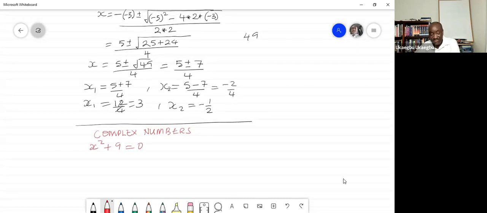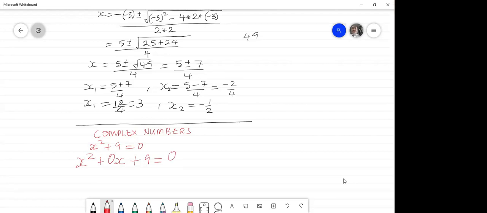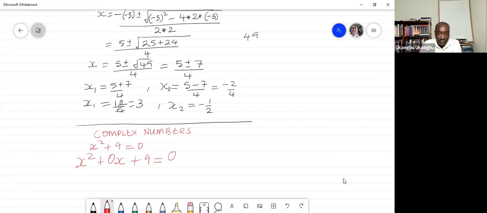Okay, now let me rewrite this equation and then you tell me. I'm going to write x squared plus 0x plus 9 equal to 0. Is this a quadratic equation or not? Yes. The person who said yes, did you say no before?